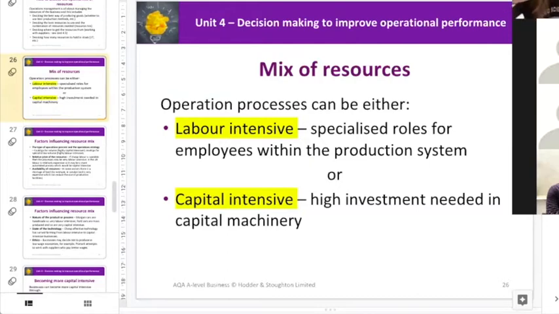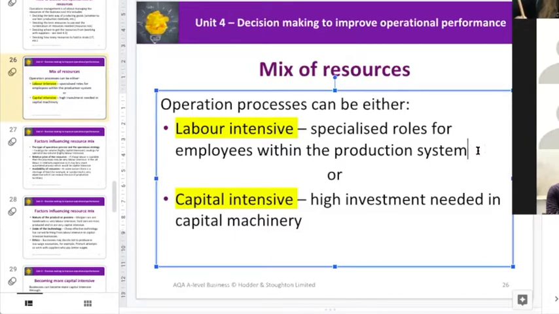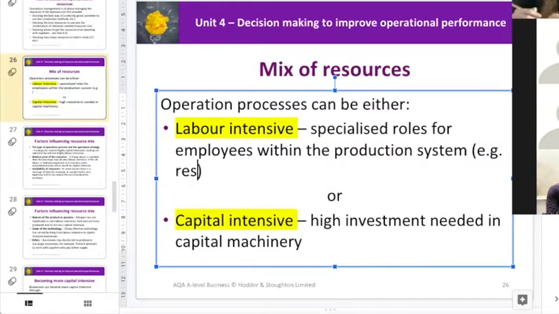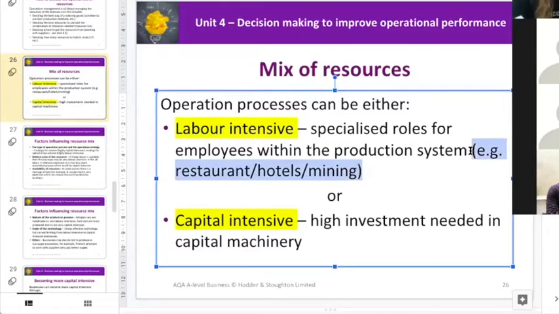It's very easy to tell, because for labor intensive, they specialize in what? In your production system, employees will be the most important part. What about a few examples of labor intensive companies? Can we say restaurants, hotels, mining? They are all labor intensive. Why? Because most of their work depends on the employees.